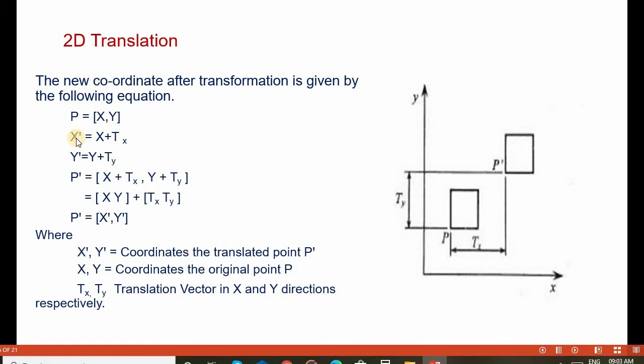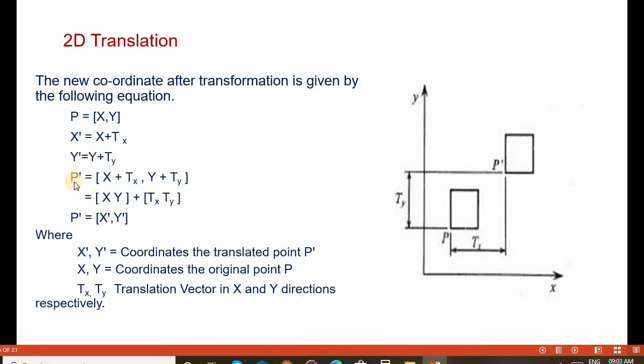Then we are getting the new points. So we are adding the new points: x dash equal to x plus tx. Here x is the original point and tx is the translation vector. We are adding the increments, the translation vector, in the respective directions: tx is added in the x axis and ty is added in the y axis. So x dash equals x plus tx and y dash equals y plus ty.